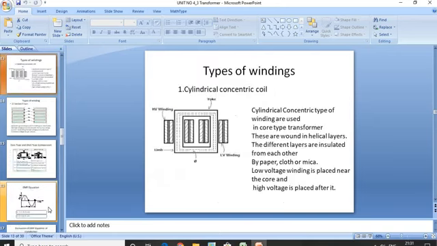One is known as cylindrical concentric type of winding. The cylindrical concentric type of windings are used in core type of transformer. These are wound in helical layers. The different layers are insulated from each other by paper, cloth or mica. Low voltage winding is placed near the core and high voltage is placed after it. Means the windings are divided into a number of turns, and then the low voltage winding is placed near the core and high voltage is placed over it, due to which the insulation problem can be reduced.